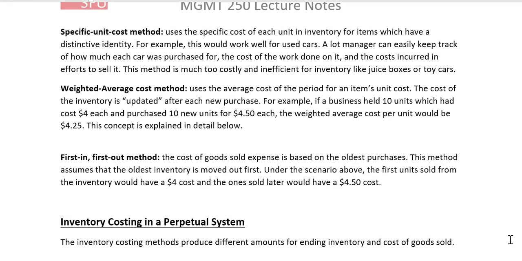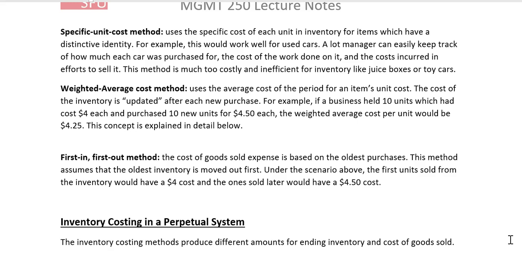The specific unit cost method uses the specific cost of each unit in inventory for items which have a distinctive identity. For example, this would work well for used cars. A lot manager can easily keep track of how much each car was purchased for, the cost of the work done on it, and the cost incurred in effort to sell it. This method is much too costly and inefficient for inventory like juice boxes or toy cars. So specific unit is very straightforward. Basically, you're just tracking each item and how much money you spend on it.